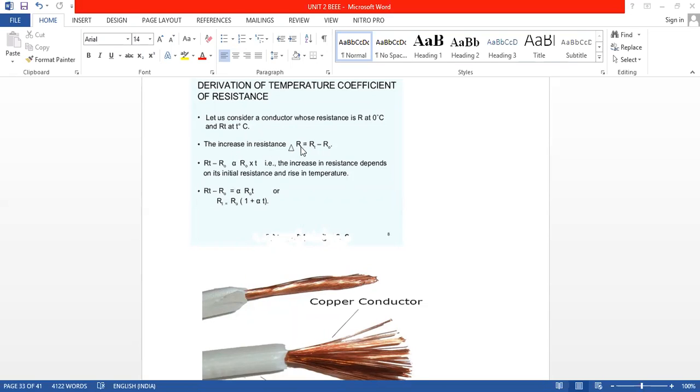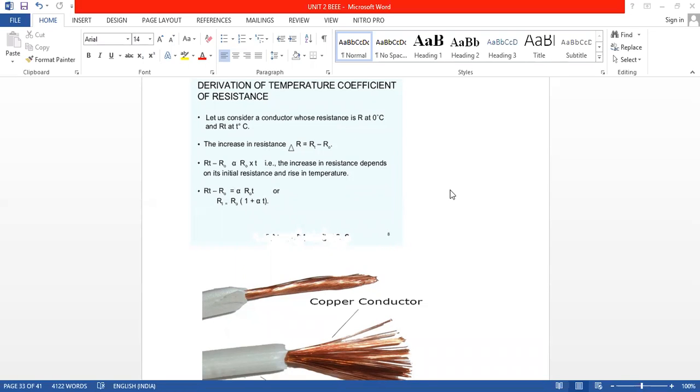The change in the resistance is delta R, equal to the new resistance minus the initial resistance, RT minus R naught. RT minus R naught is directly proportional to the initial resistance into temperature, because the change in the resistance depends on temperature, and it equals the constant alpha we have taken. Bring R naught to the right hand side and take R naught common. So RT is equal to R naught into 1 plus alpha T. This derivation is important, a three line derivation.